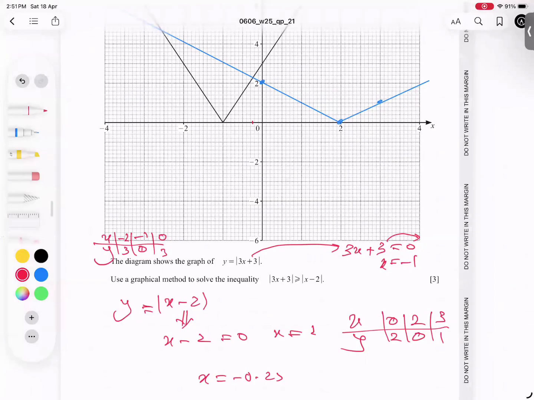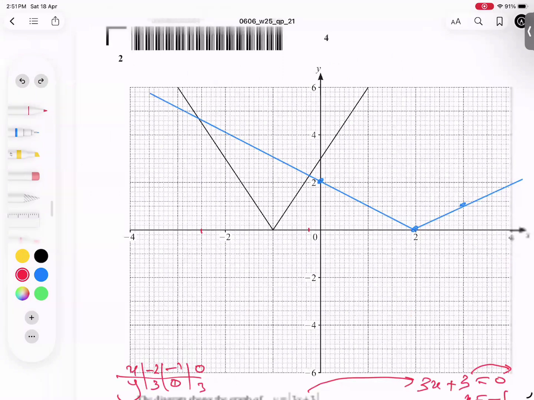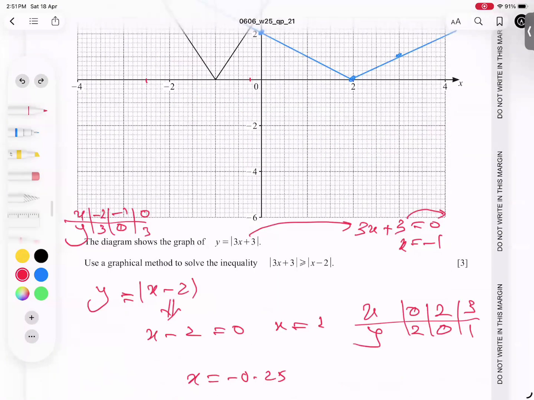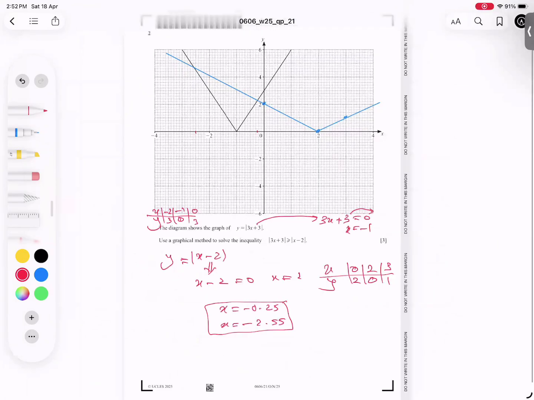My second answer is coming here, and this is close to this one. So we can say negative 2.55. Wait a minute, please. I'm getting here negative 2.55. I believe the point is clear. This is an approximation, so this is an estimate. I hope the concept is clear, and the question is completely clear.